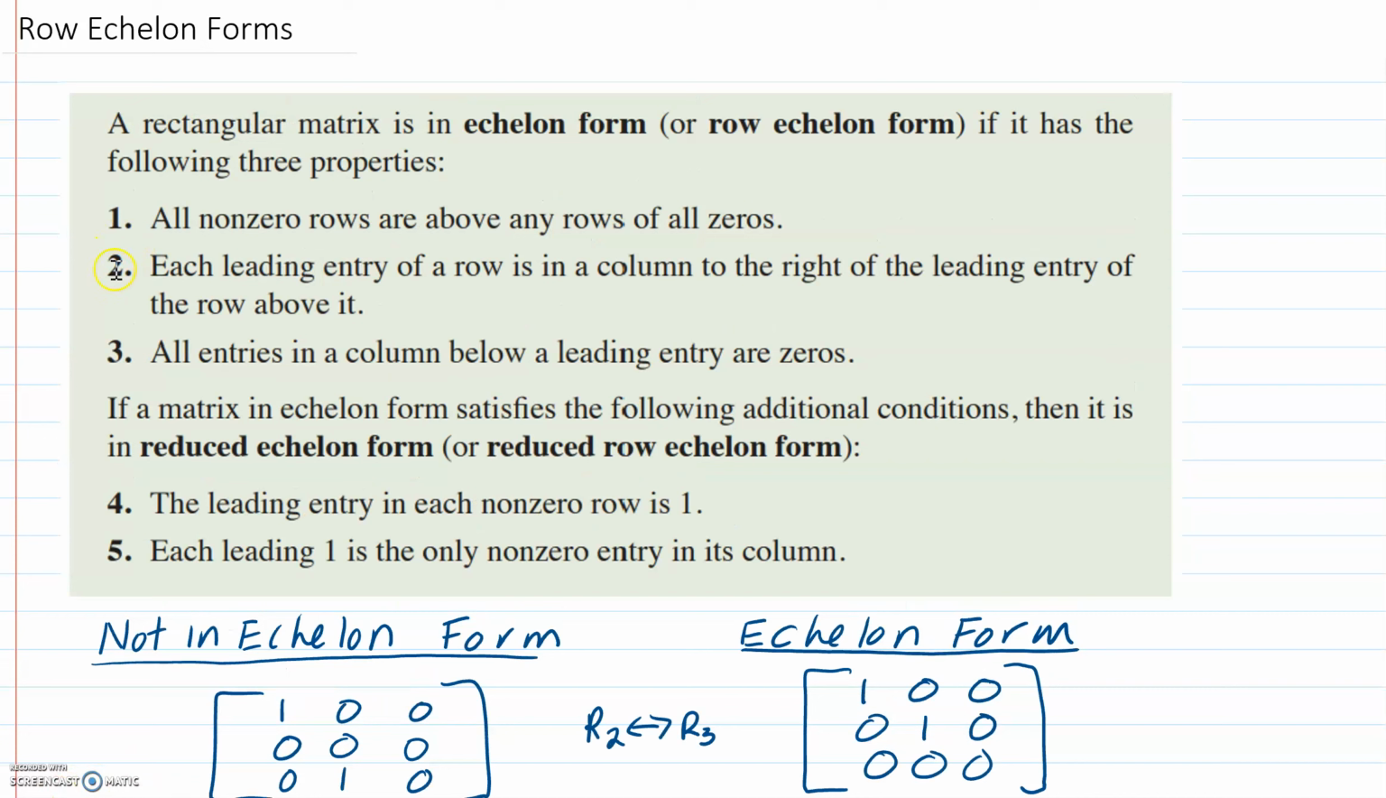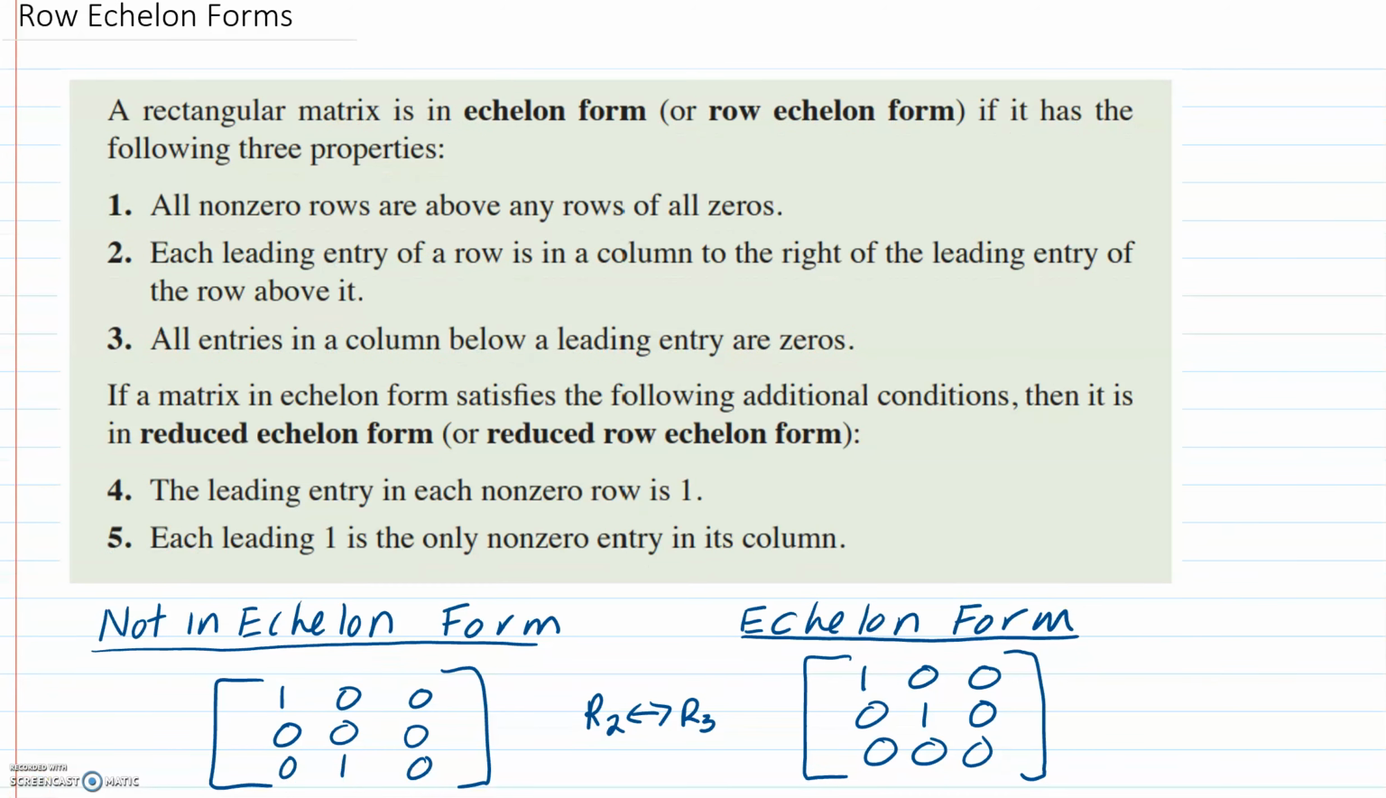So now let's go back and look at number 2. Number 2 states that each leading entry of a row is in a column to the right of the leading entry of the row above it. So all the leading entries must be in some sort of diagonal situation. Let's look at an example of that.